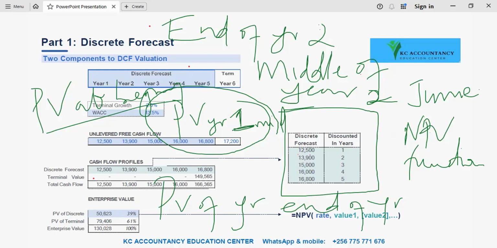But for now, let's go to part 2, which is talking about the terminal values, and we first understand the terminal values. So let's meet in the next video as we talk about that.